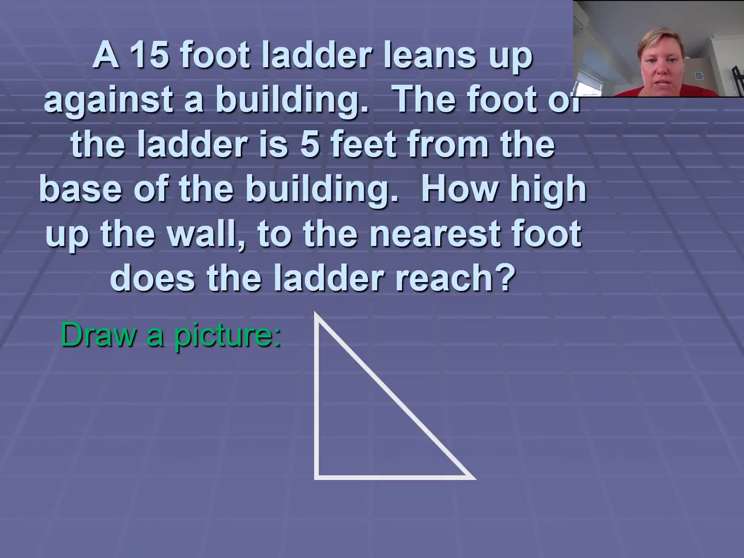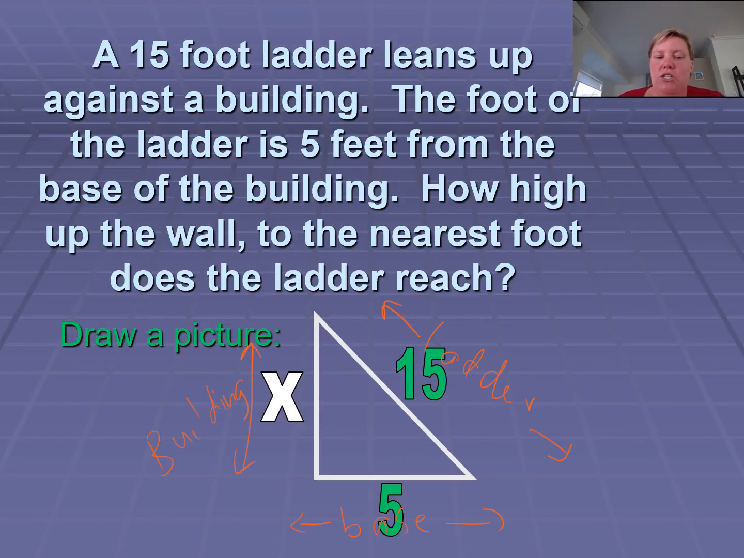Now, if you're having a look at this piece here, this is the building because it's vertical. And we've got a ladder, and ladders generally lean, so that's the ladder because it's leaning up against the building. And this is the base of the building along here, okay? Awesome. So there's the measurement. We know it's a 15-foot ladder. We know it's 5 meters from the base. The question is, how high up does it reach? So we're looking for that X measurement right now.